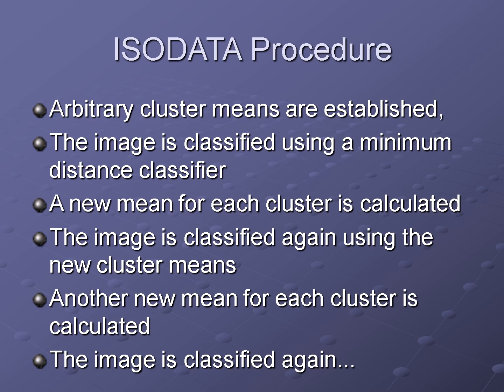So let us see what the procedures involving ISODATA are. In our presentation, arbitrary cluster means are established. The image is classified using a minimum distance classifier. Then a new mean for each cluster is calculated. The image is classified again using the new cluster means. Another new mean for each cluster is calculated, and lastly the image is classified again.